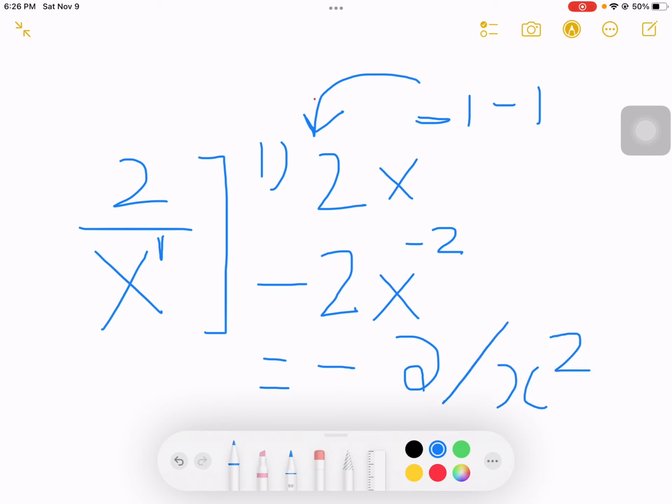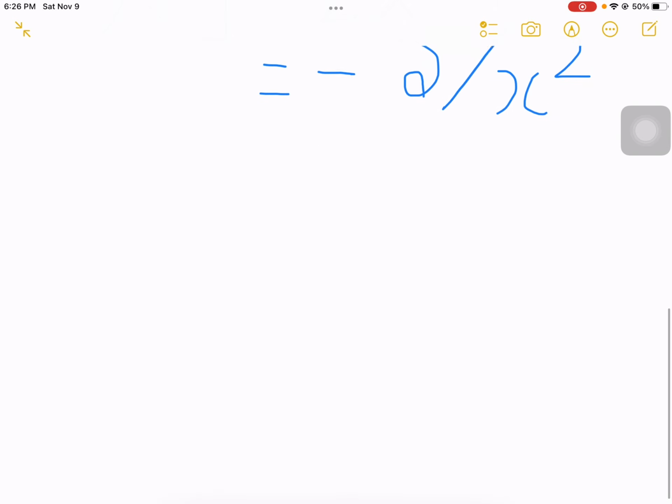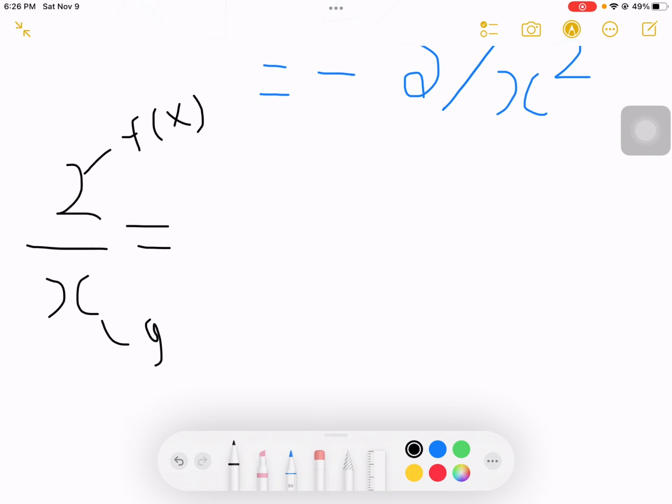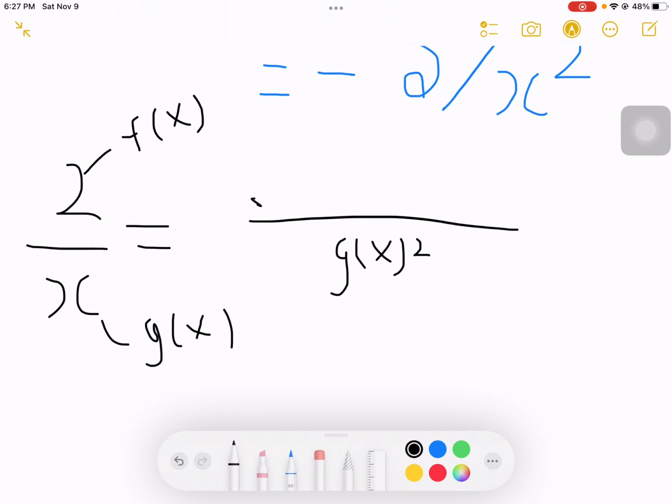Alright, now if you have doubt and you're like, well, how is that even possible? Let's check with the quotient rule and you'll get the same answer. So here we have 2 divided by x. Let's say this is our f of x, and this is our g of x. Remember, in the quotient rule, your g of x is squared, and then you take the derivative of f of x and multiply it with your g of x.